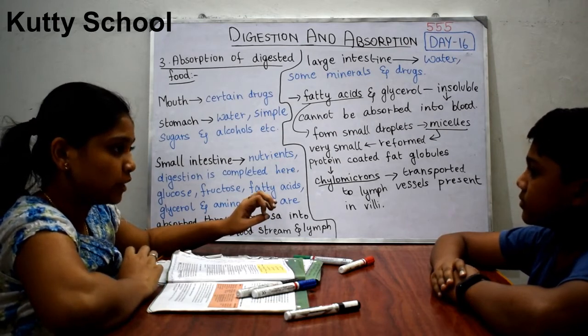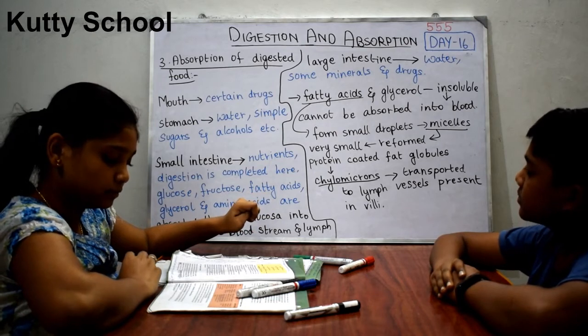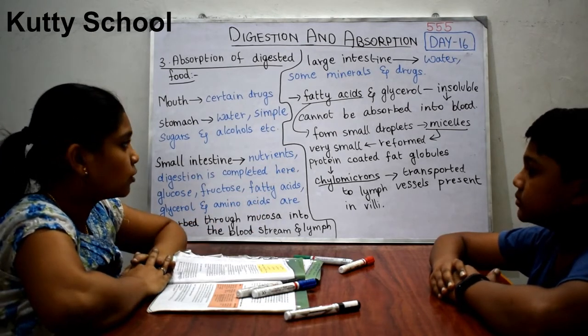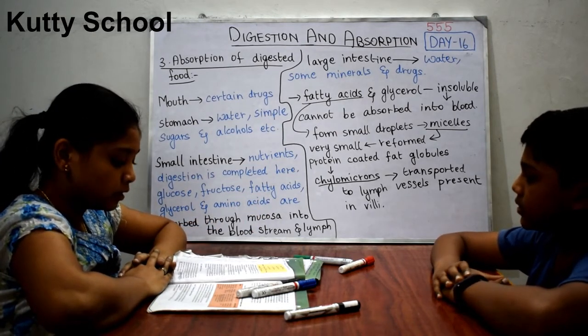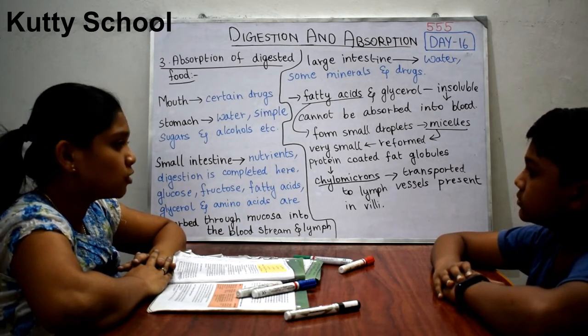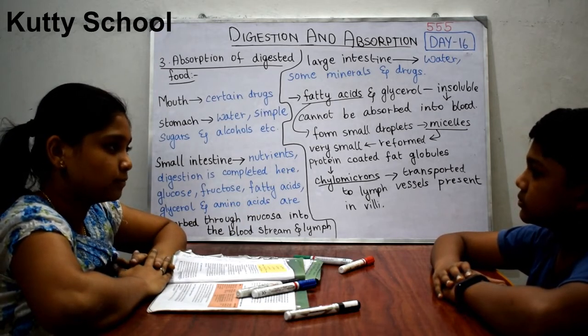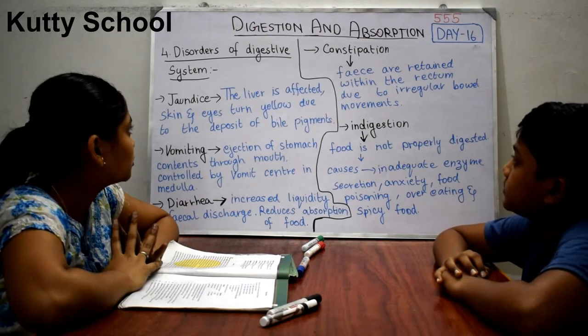releasing the feces outside is known as defecation. Okay, it is a voluntary process due to peristaltic movement. Okay. So next we will see about the disorders of digestive system. We are going to discuss disorders of digestive system.